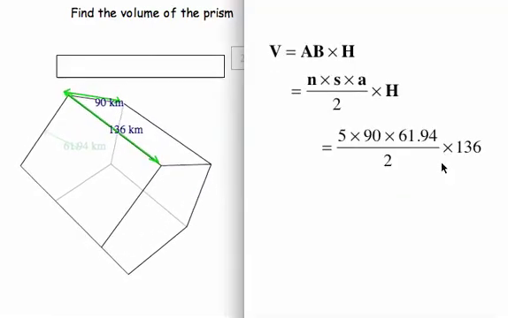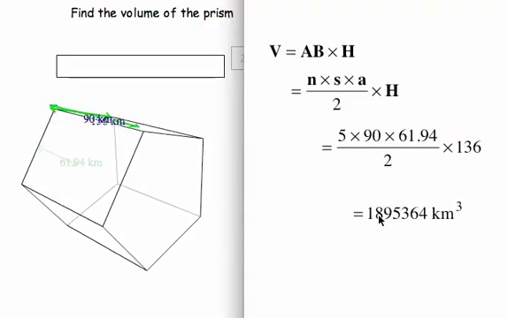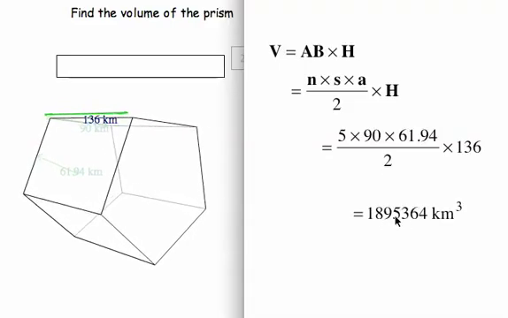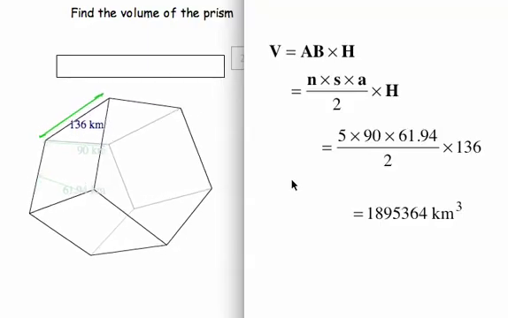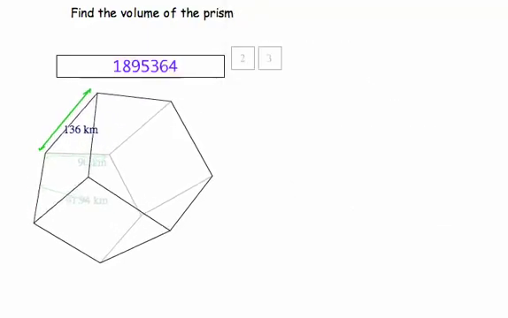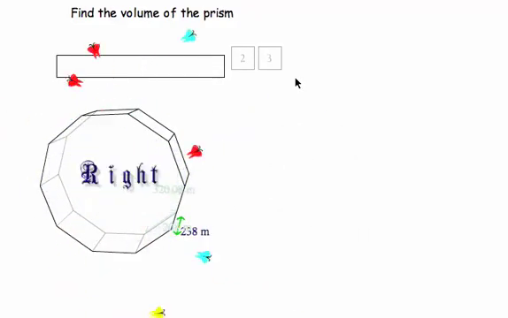Okay, so once we plug all that into the calculator, we get our answer. And it's 1,895,364 kilometers cubed. So let's put that in our answer and see what happens. So kilometers to the power of 3, and let's see if that's right. Yay! Completely right. All right, so that's how you find the volume of a prism. Have a good day.